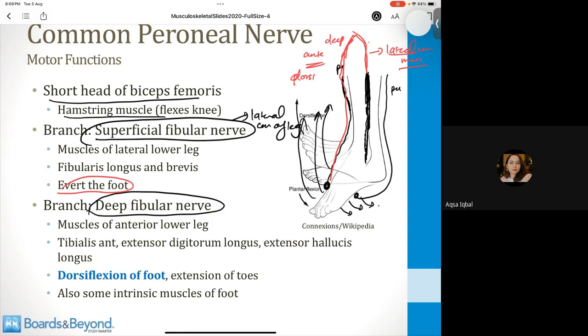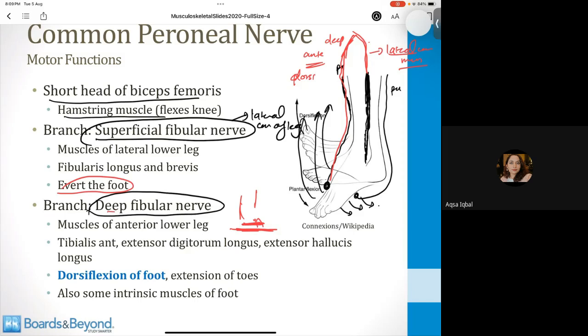You know what eversion is? For example, if this is your foot, you have just laid flat on the ground. Just lifting up from this side, pulling the lateral muscle, is going to lead to eversion. That's eversion. Is it clear? Okay, perfect, right?